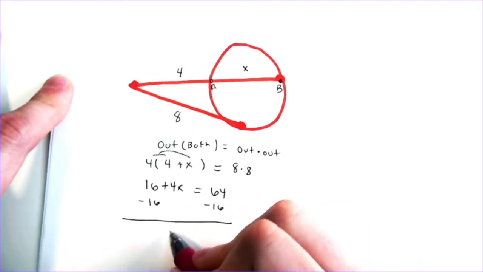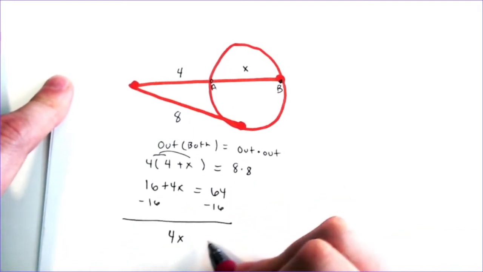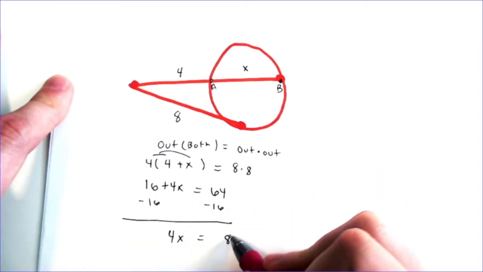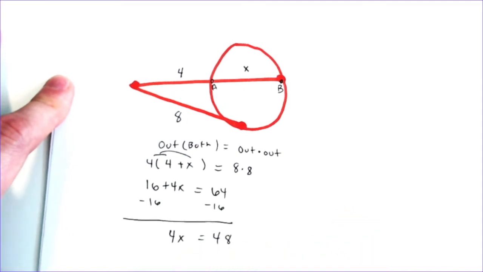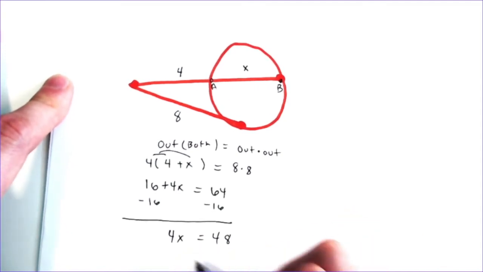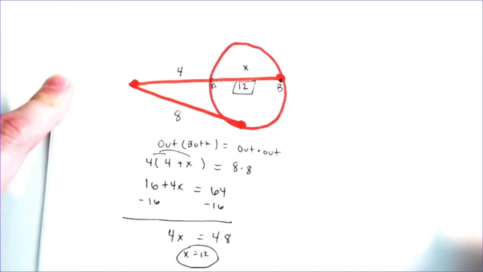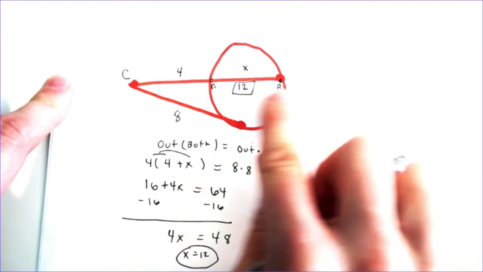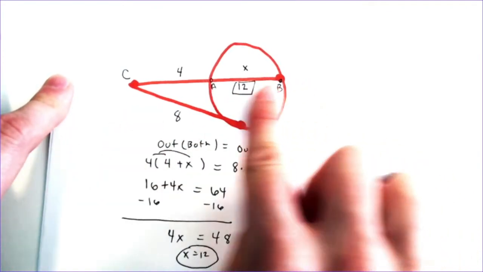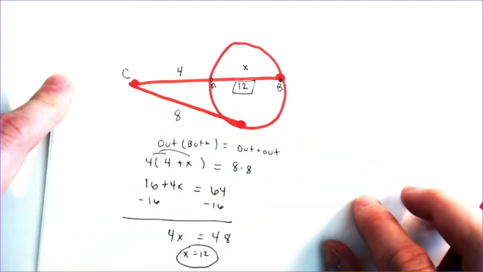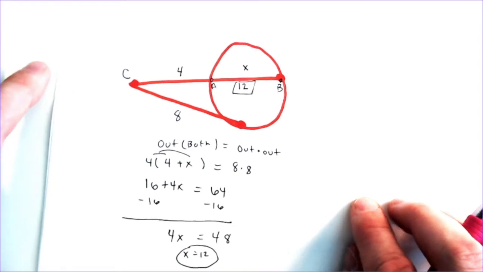Subtract 16. We end up with 4x is equal to 64 minus 16. We've got to get an 8 and then a 48. And 48 divided by 4 is 12. So that means that this part from A to B would be 12. Be careful, sometimes they don't want just A to B or just X. Maybe they want all the way from C to B, which I just added point C, and then you have to add the 4 and 12 together to get 16. So you just got to be aware of situations like that.